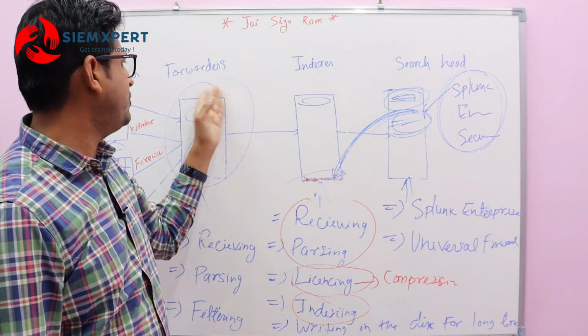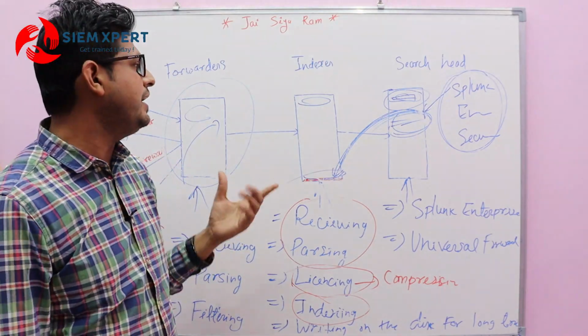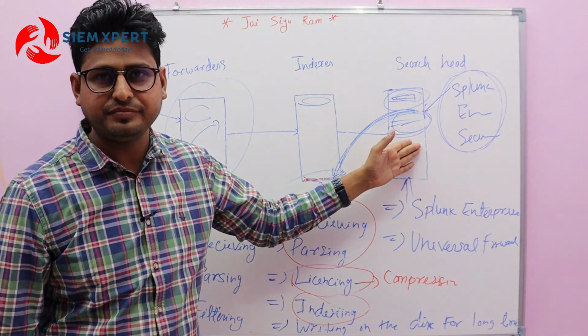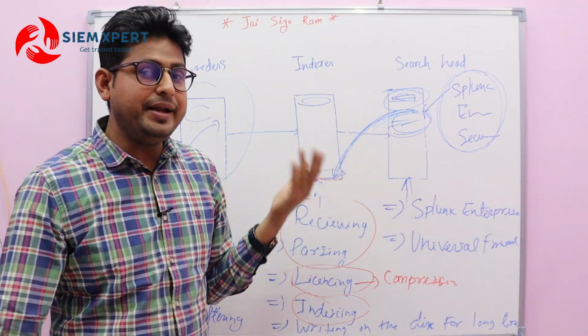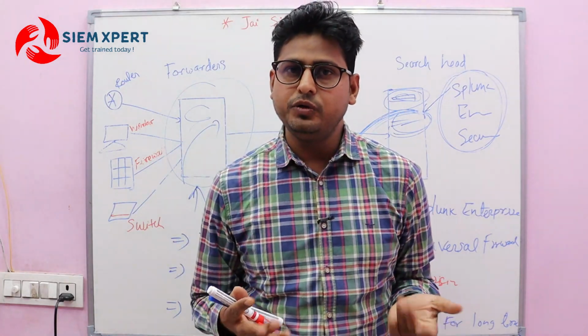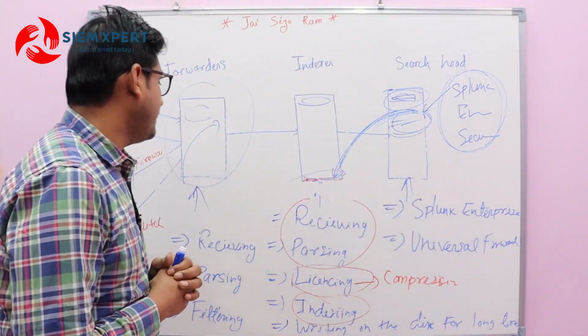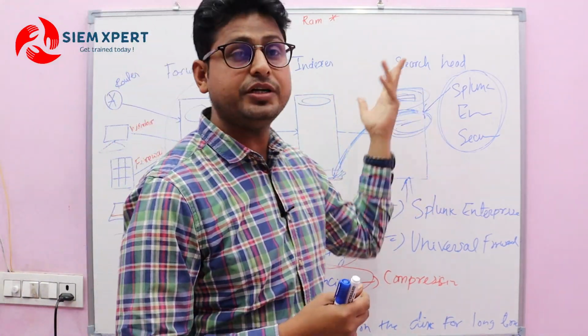So this architecture, when you have multiple forwarders, multiple indexers and multiple search heads, when we have separate forwarder, separate indexer and separate search head, we call this Splunk architecture a distributed architecture. This architecture is called distributed architecture. And under distributed architecture, you have cluster architecture also. In the cluster architecture, you may have multiple forwarders, multiple indexers and multiple search heads.